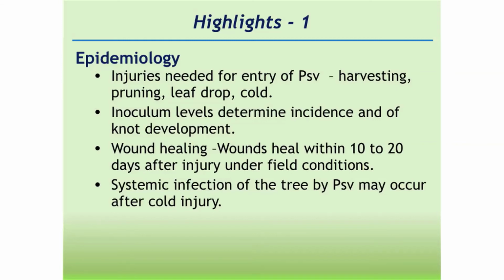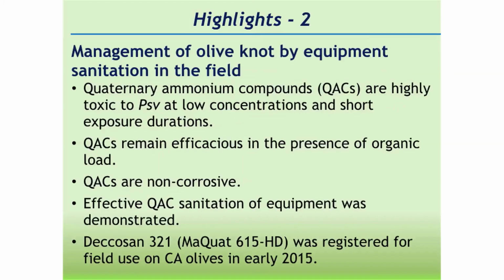I'll stop there. We got a number of highlights here. We know that injuries are involved. We know that inoculum levels are critical. We need lots of knots to get disease. Wounding, the good news is the trees heal up, but we can get systemic infections if we get that cold followed by rain. We got some good news with sanitizing equipment. We have a registration for quaternary ammonia. It's the Deccosan. It's registered and commercially available. We like this material. It gives us many advantages over the standard sanitizing treatments. It can be used on pruning equipment. It can be used on harvesting equipment.